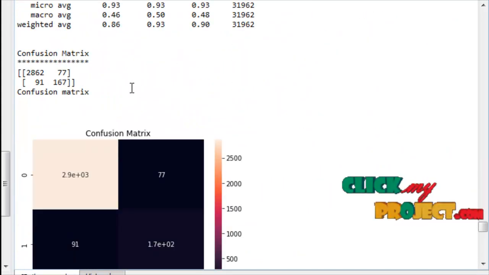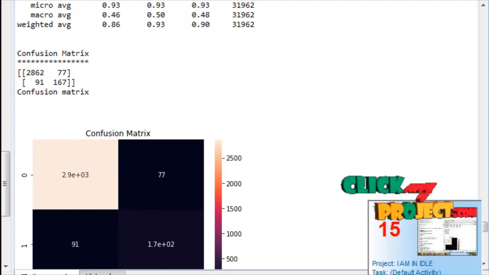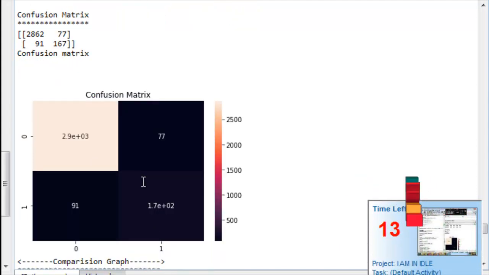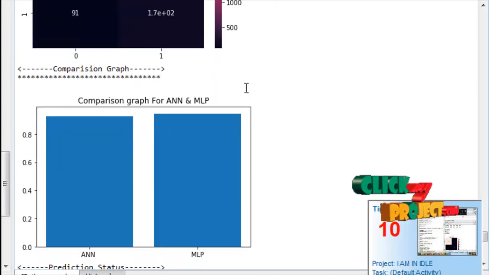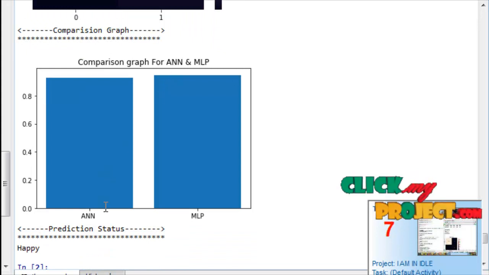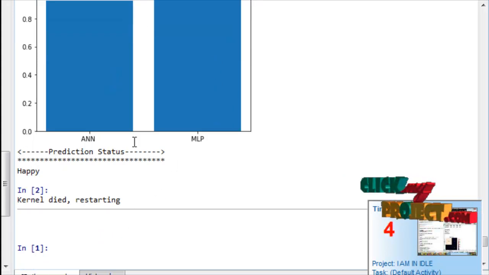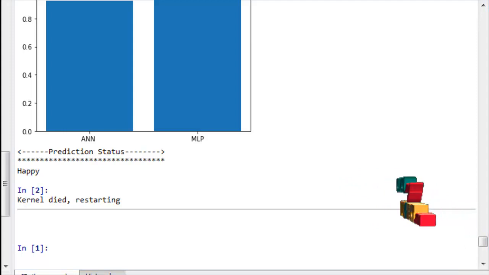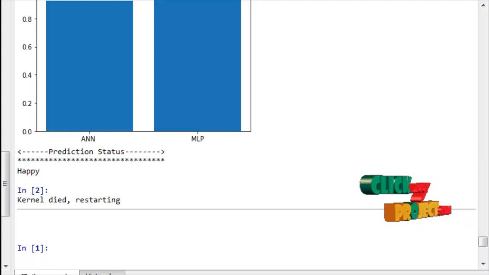Next, confusion matrix. Confusion matrix is this is our true positive value. This is our false positive value. This is false negative. This is true negative. This is based on our accuracy status. Next, comparison graph. ANN 92, MLP 94. Prediction status happy. Give any Twitter text. The text is happy, sad, neutral. Whatever it is, predict the status.